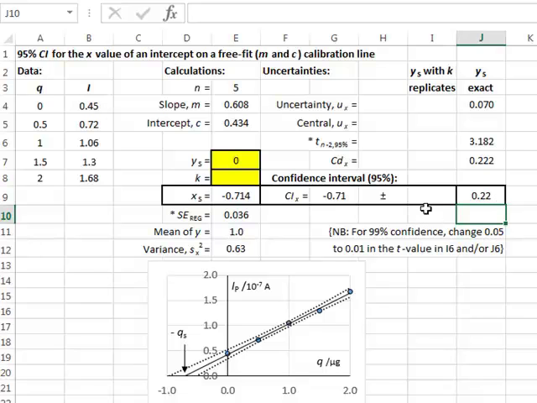In reality, due to the curvature of these uncertainty limits, the uncertainties are not exactly equal on either side of the best estimate, but we will use this confidence interval as our best estimate for this particular problem.